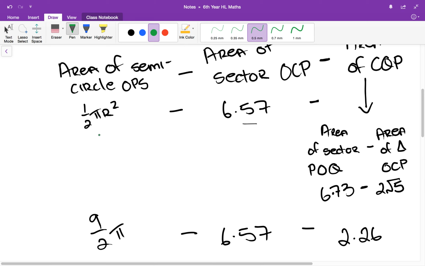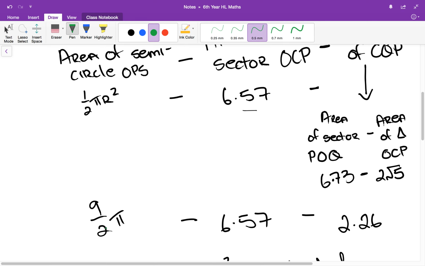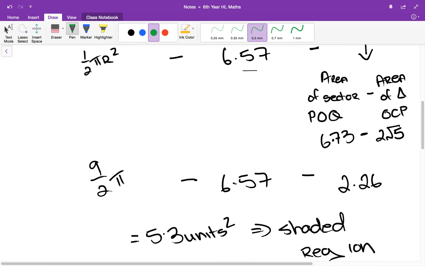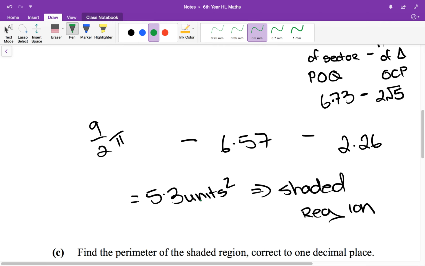So that's what I have here, area of sector POQ minus area of triangle OCP. So the semicircle is a half pi 3 squared, which gives us this. The sector OCP we already had done, so 6.57. The area of sector POQ and the triangle we had done, so subtract them and you get the 2.26. So you do the semicircle minus the sector minus the little bit in the corner, and you end up with 5.3 units squared for the shaded region.